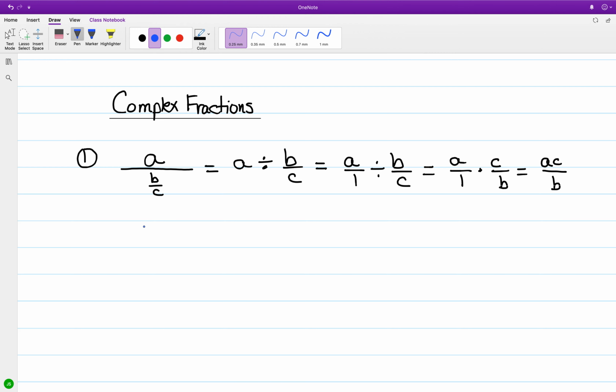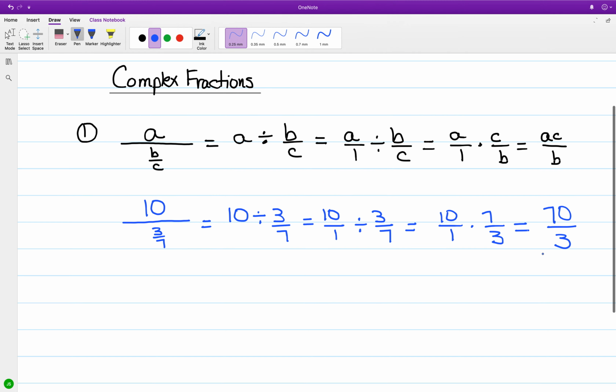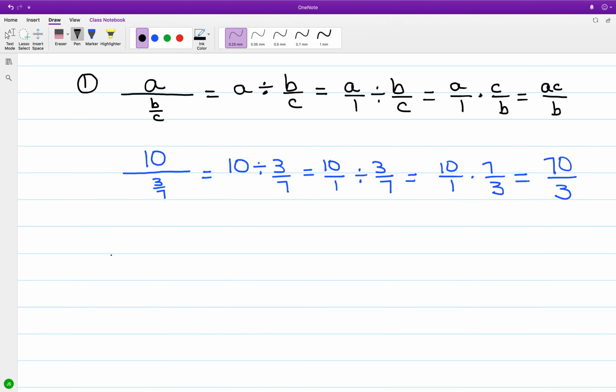Let me give you an example. Say I have 10 over 3/7. So I have 10 divided by 3/7, or 10 over 1 divided by 3/7. You could then rewrite in terms of multiplication, so we have 10 over 1 times 7/3, and for the end result we have 70/3. In this one, we already have the ratio in simplest form.